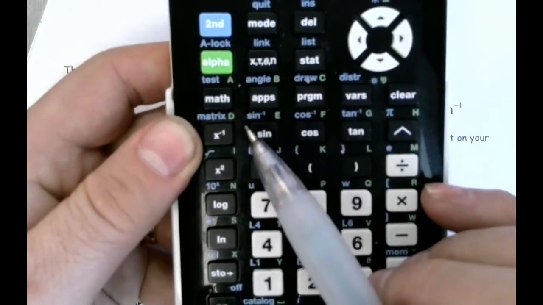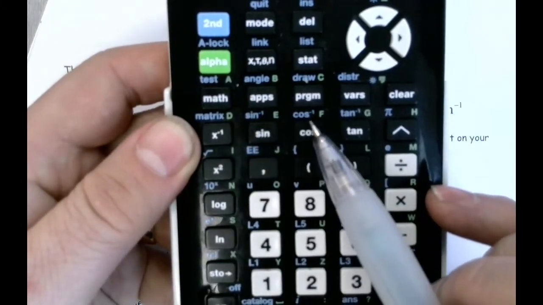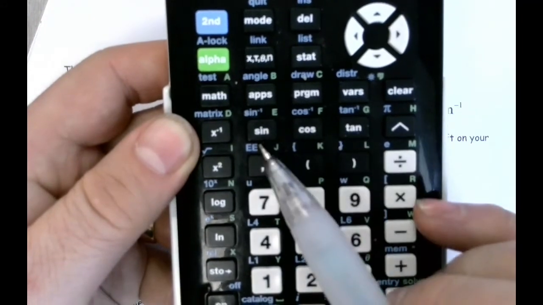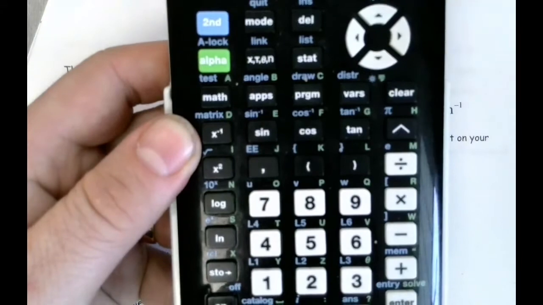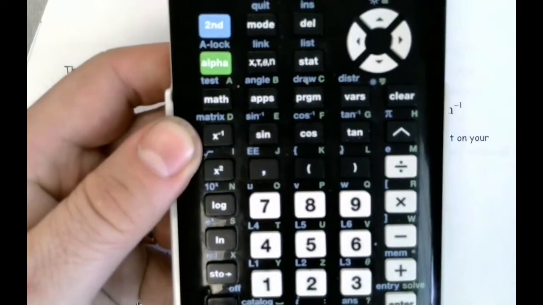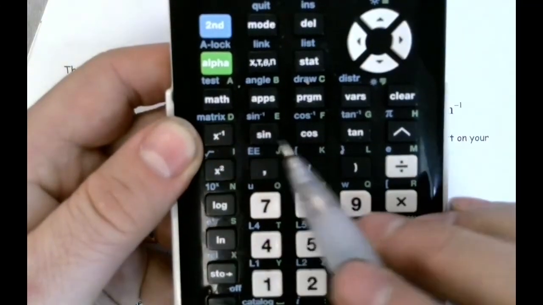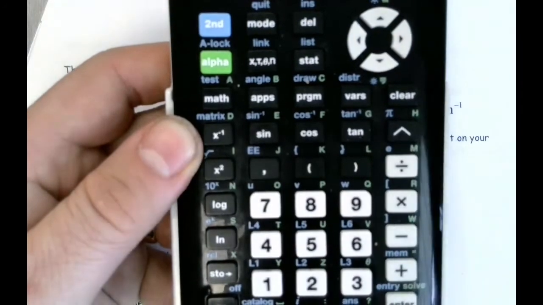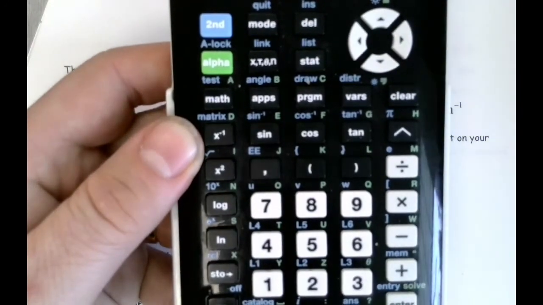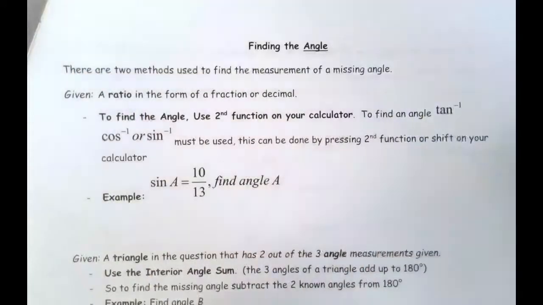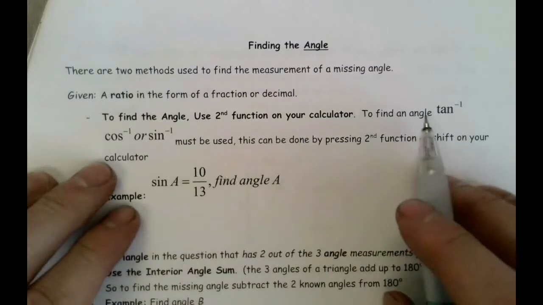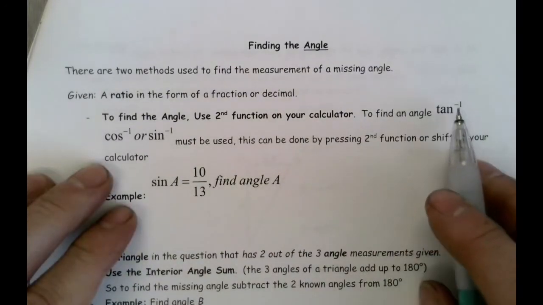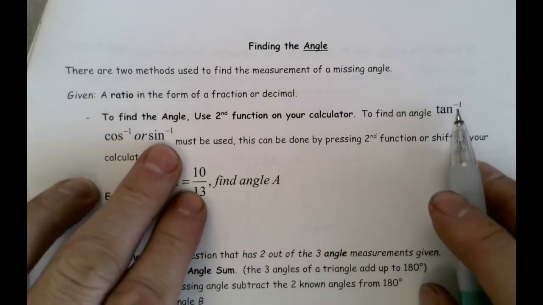So if I'm looking for the angle, I actually want to use the trig functions that are up here. The trig functions down here are what I use if you know the angle. If you've actually got a numeric value for the angle, then I'm going to use these guys here to find out the missing ratio or the missing side. Okay, and we'll see how that works in the next lesson here. So to start off with, we just introduced this idea of tan inverse, cosine inverse, sine inverse.